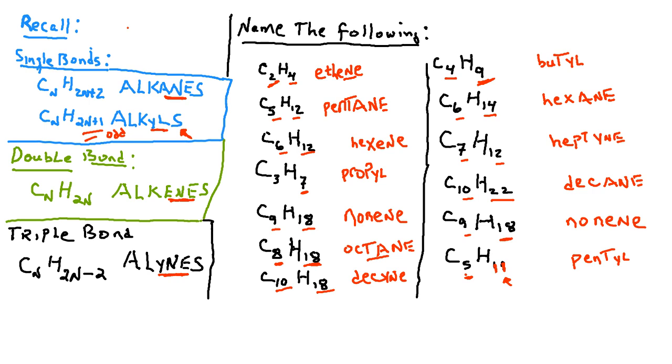Now let's kind of review some of the naming, right? Remember the longest chain. Remember how we do double and triple bonds. So for example, if I have something like this, we'll do something easy.